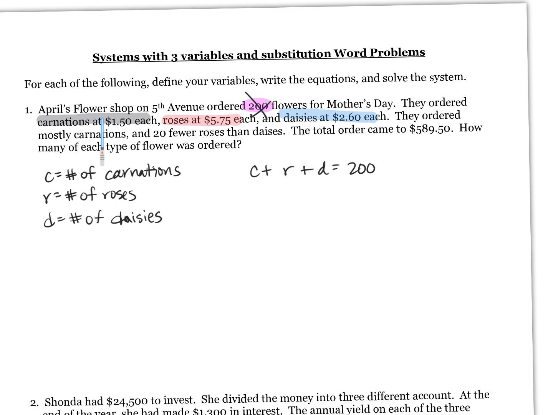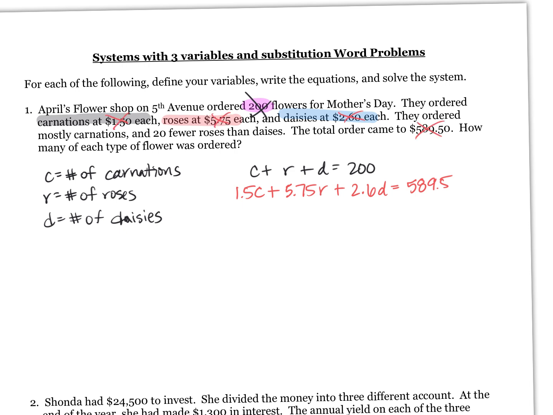Anyone have it? So here's what I will say. Money all goes in one equation. What could be my money equation? 150C plus 575R plus 260D equals 500. Perfect. We used all my money in one equation. I'm never going to use those numbers again.